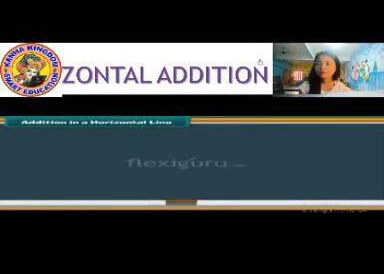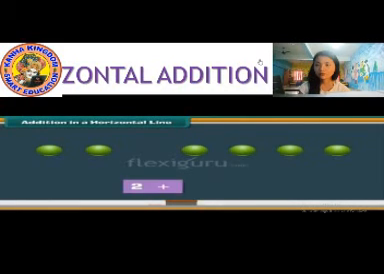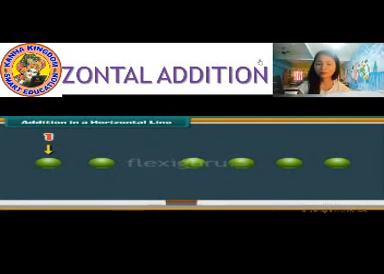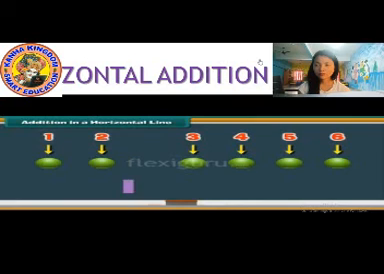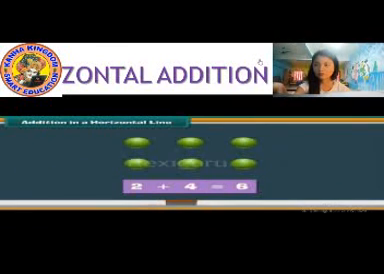Addition in a horizontal line. Let us now use dots to add numbers horizontally. Look at the screen. There are two dots on the left and four dots on the right. What is 2 plus 4? Count the total number of dots on the screen. 1, 2, 3, 4, 5, 6. Therefore, 2 plus 4 is 6.